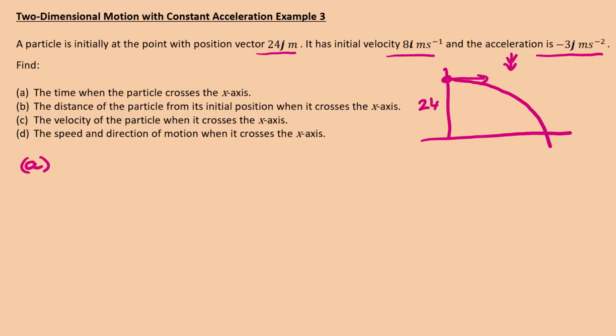We're asked initially for the time when the particle crosses the x-axis. Well, let's look at the displacement. We know that it starts at 0, 24. Now what follows is the ut plus a half at squared part of this, because remember that is going to give us the change in displacement. So our u is 8, 0.